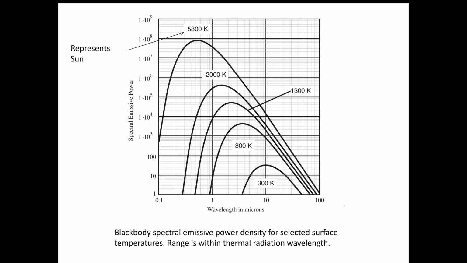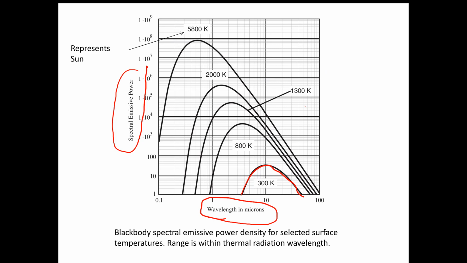So here's an example of something. Here we have the sun represented in terms of the energy that the sun emits as a function of wavelength. So here on the y-axis, we have spectral emissive power. Here on the x-axis, we have wavelength in microns. And then each of these lines represents the functional change in the spectral emissive power as a function of wavelength for different temperatures of a black body.